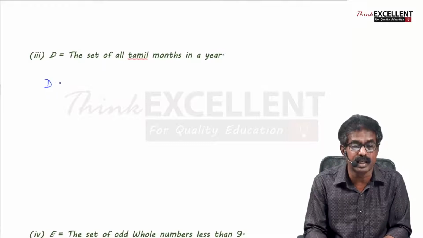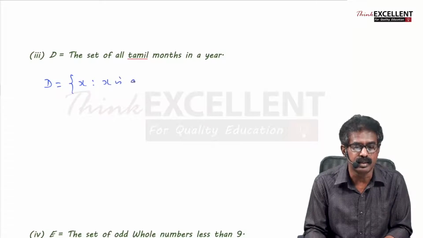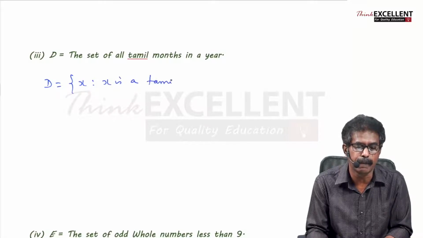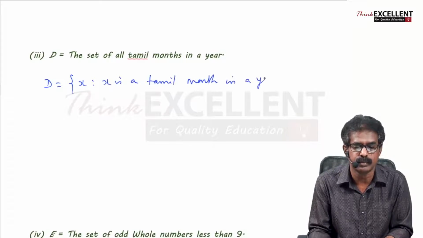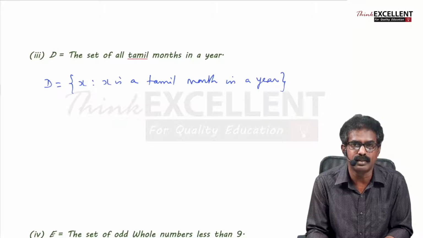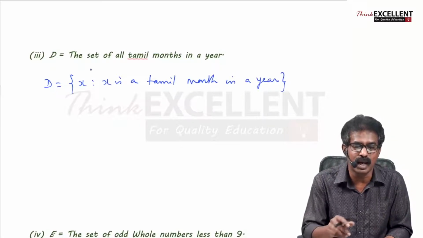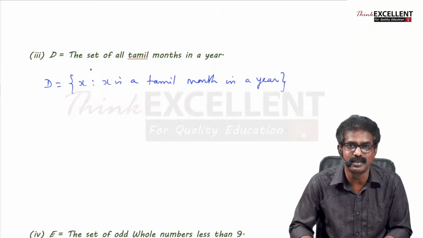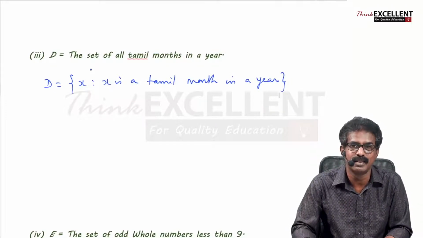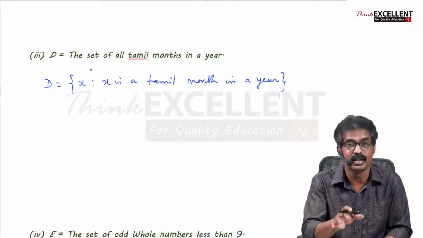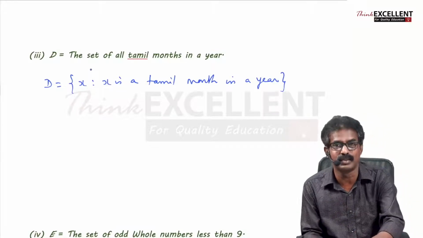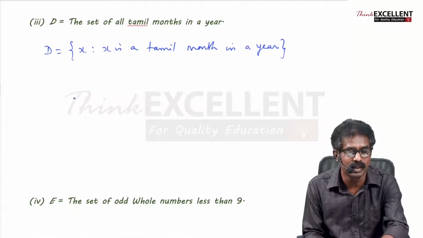So what you write here, like the first one: D equal to set of all x such that x is a Tamil month in a year. They asked in set builder form, so you escaped. If they ask in roster form, you have to write all the Tamil months. Do you know the Tamil months? Chitrai, Vaikasi, okay? That also you have to study. For the test, if they ask, you have to write that one, okay?